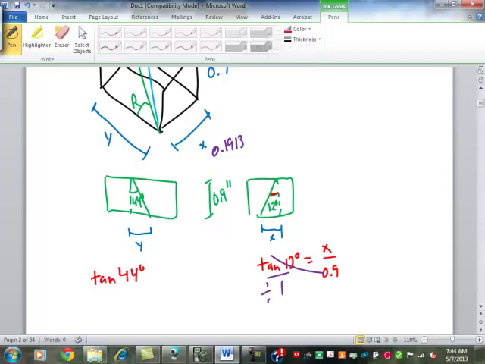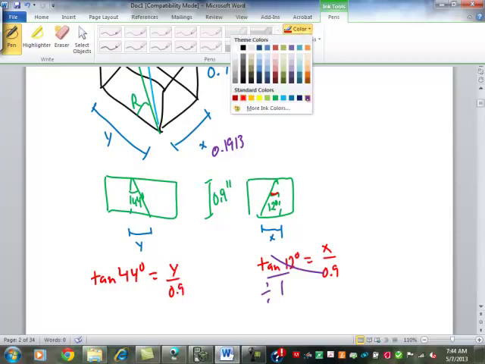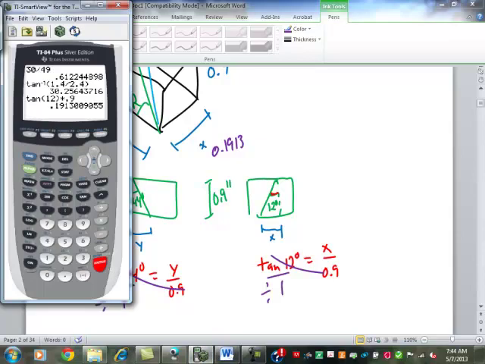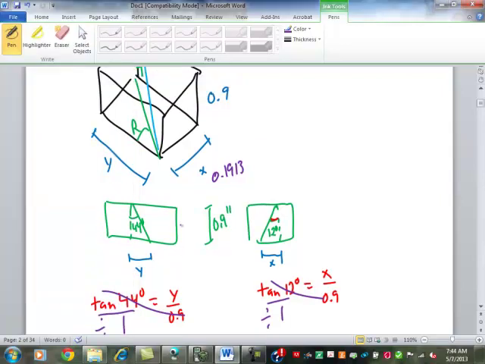This one's tangent of 44 degrees equals y over 0.9. Put it over 1. I also did number 4 in class the day before I gave you the test. Cross multiply and divide is tangent of 44 times 0.9 divided by 1. We don't need to divide by 1. So 0.8691. So 0.8691 is the length there.